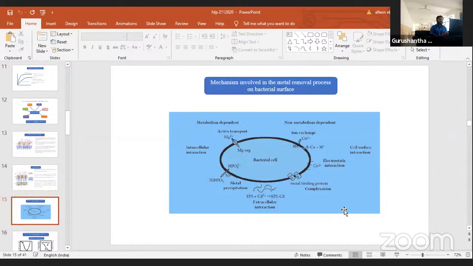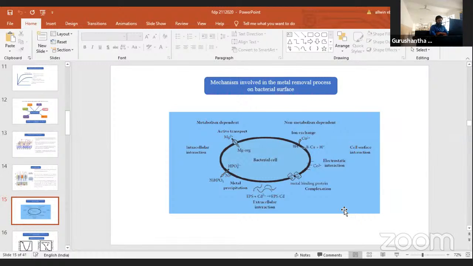So these are the two different processes involved here. One is the sorption process and the other one is the accumulation process. The sorption process is generally a non-metabolic dependent process, and the accumulation process is a metabolic dependent process. The metabolic process we can carry out only in live cells, and the non-metabolic dependent process we can carry out on both live cells as well as dead cells.